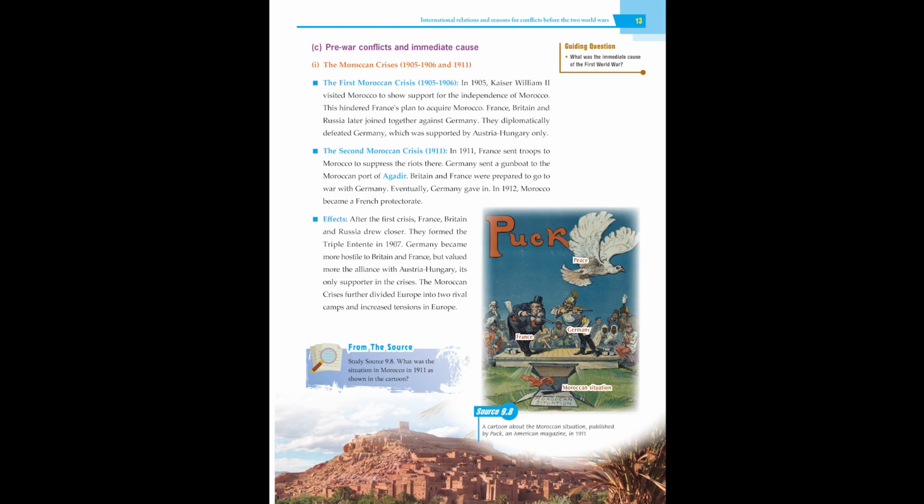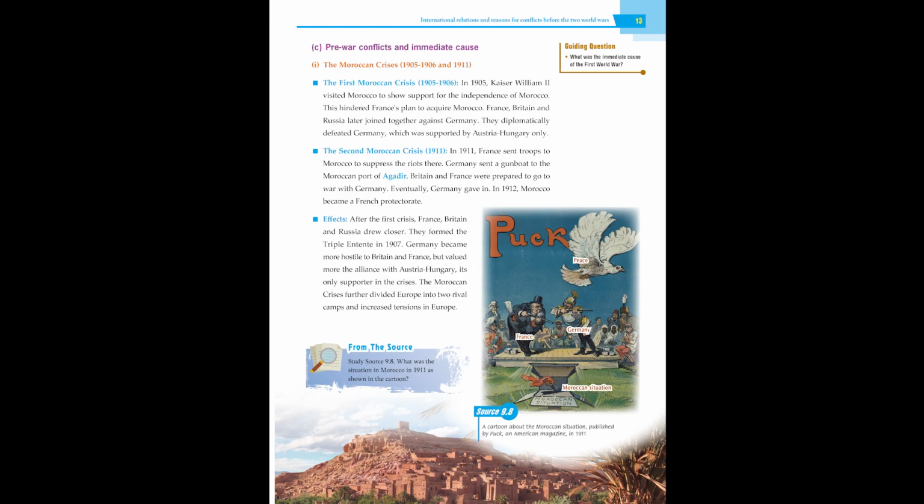France, Britain, and Russia later joined together against Germany. They diplomatically defeated Germany, which was supported by Austria-Hungary only. The Second Moroccan Crisis, 1911. In 1911, France sent troops to Morocco to suppress the riots there. Germany sent a gunboat to the Moroccan port of Agadir. Britain and France were prepared to go to war with Germany. Eventually, Germany gave in. In 1912, Morocco became a French protectorate.